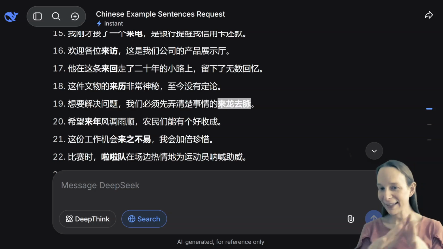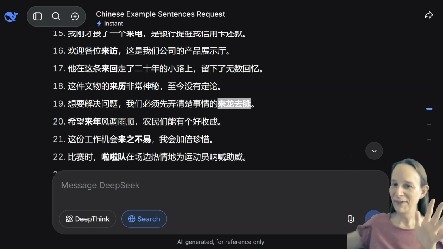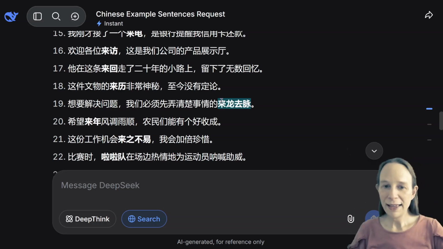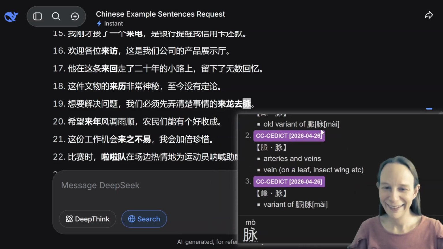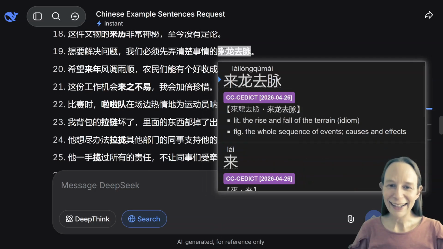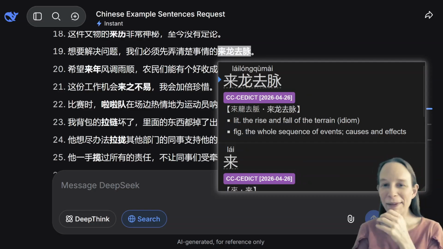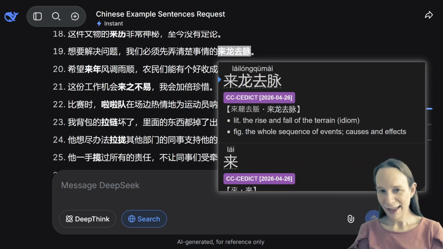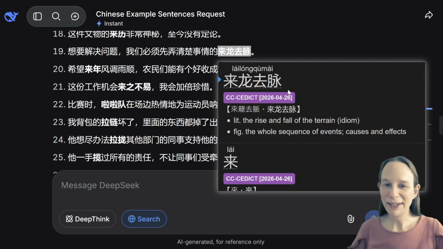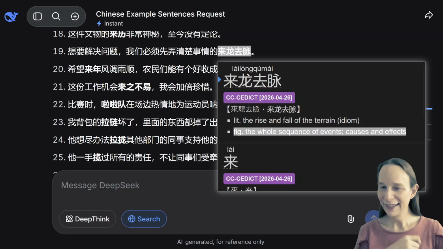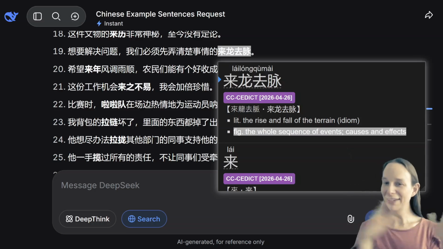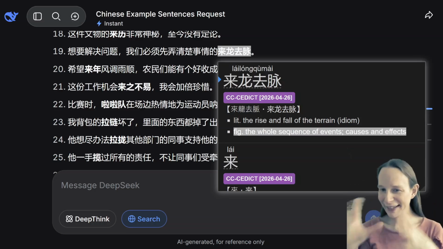So you've got a sequence of events, and the whole course of events is the 来龙去脉. Literally, come, dragon, go, 脉. 脉 is vein, blood vessel. I don't know. Or maybe it's 山脉的脉. The rise and fall of the train, but I've never seen it used to mean this. I've only ever seen it used to mean the whole sequence of events. You've got to understand the 来龙去脉 to understand the whole problem.